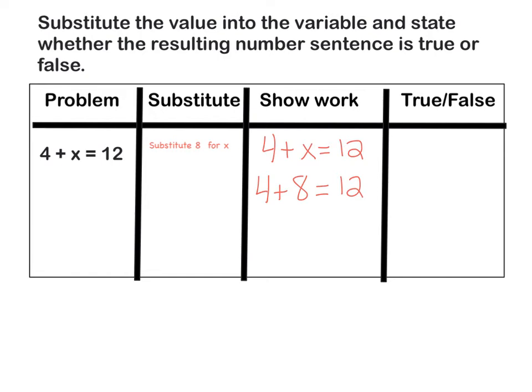I'm going to then work on both sides of the equal sign. So here I have 4 plus 8. That will give me 12. Over here, I have no math, so I'm just going to rewrite 12. So I have the number sentence 12 equals 12, which is a true number sentence. So that one comes out to be true.